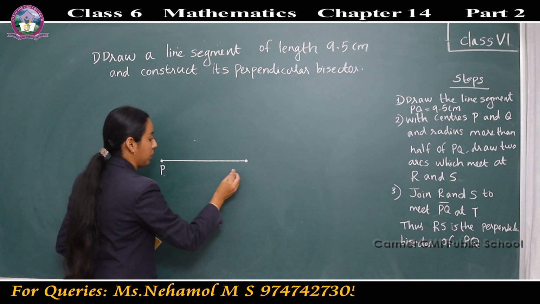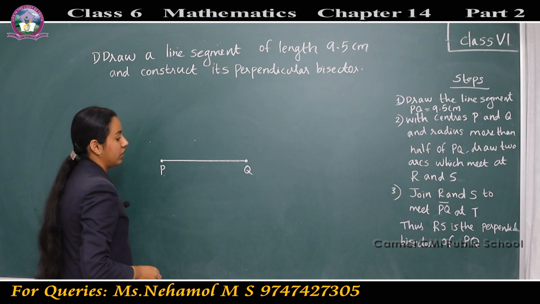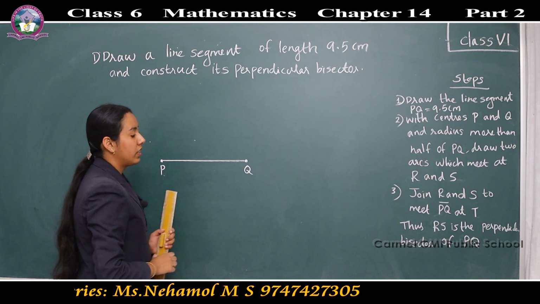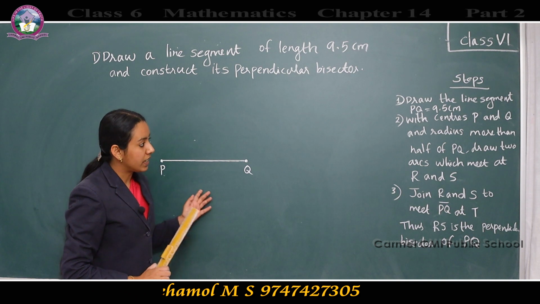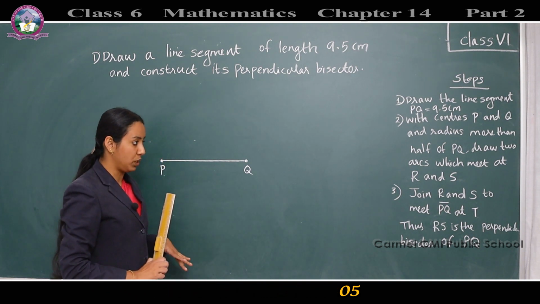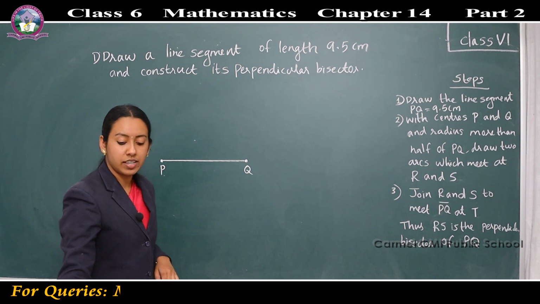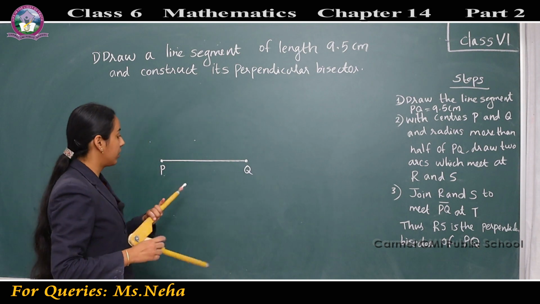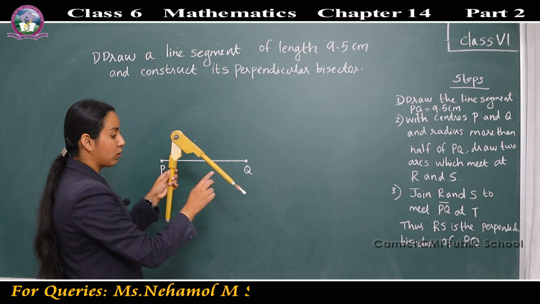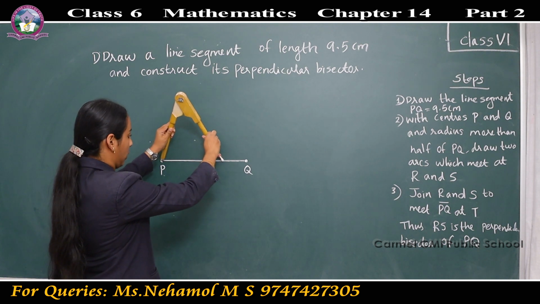Let this line segment be PQ, 9.5 centimeter. Then what is the next step? With centers P and Q and radius more than half of PQ, draw two arcs which meet at R and S. That means take the compass and take a radius more than half of PQ.